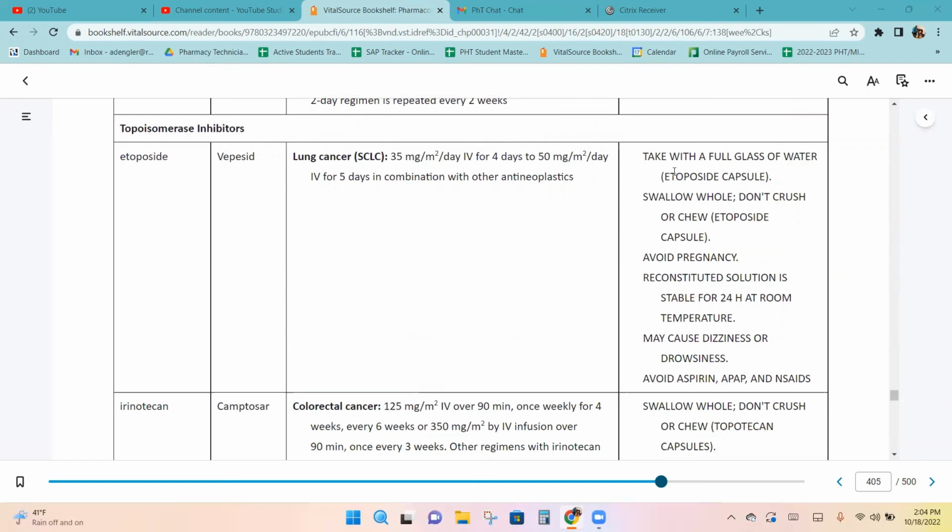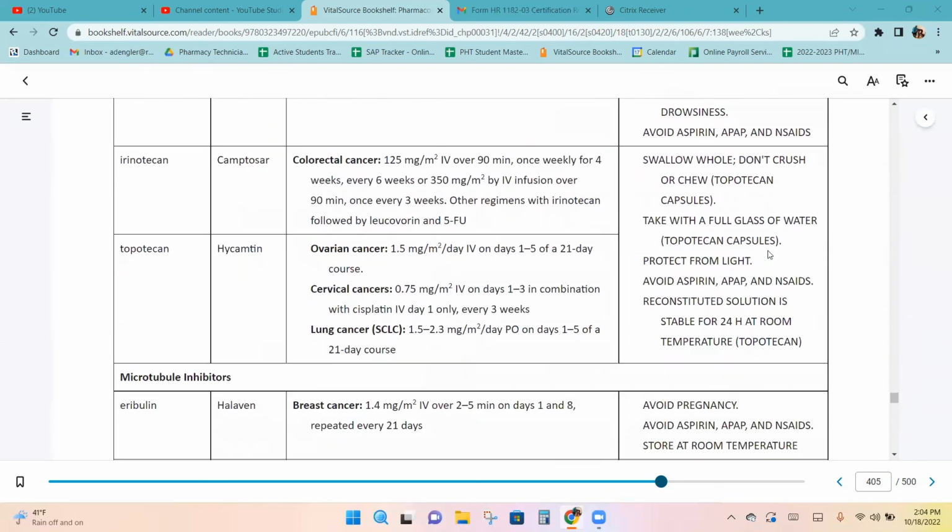For the topoisomerase inhibitors, for the etoposide capsules, take with a full glass of water, swallow whole, do not crush or chew, avoid pregnancy. The reconstituted solution is stable for 24 hours at room temperature.